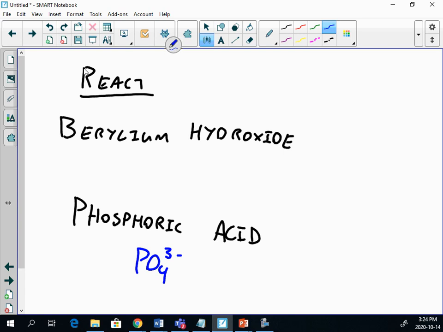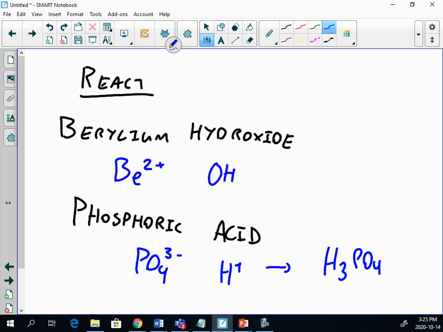So balanced against the H+ that we need to give us an acid, we're going to have H3PO4. And then we can look at beryllium hydroxide and see that the beryllium ion, Be, has a 2+ charge. Given hydroxide's known -1 charge, we're going to need 2 hydroxides to balance the beryllium. So we're going to have Be(OH)2. All right, so those are our reactants, and we can start to think about our products.